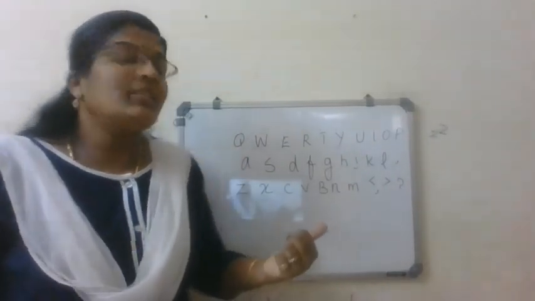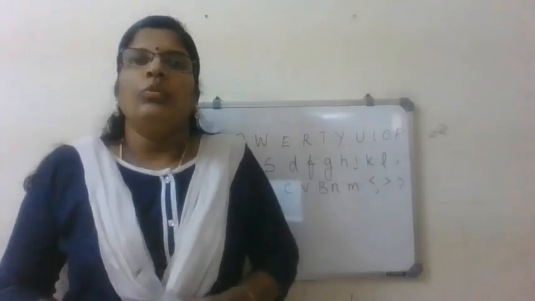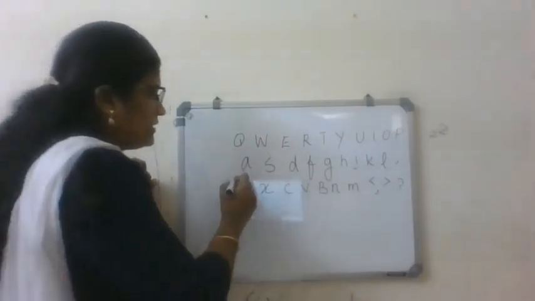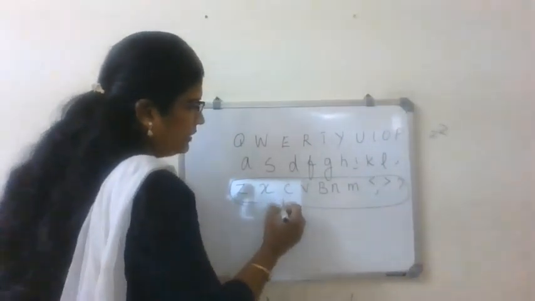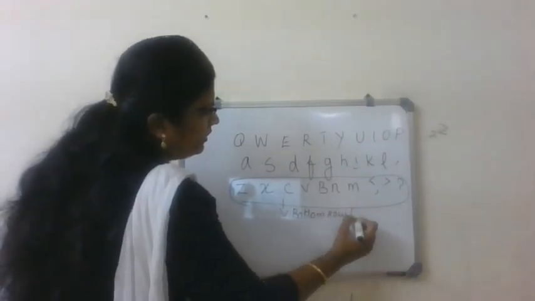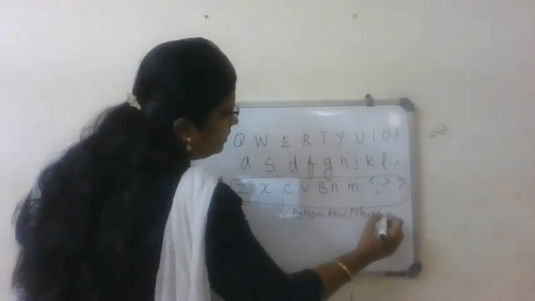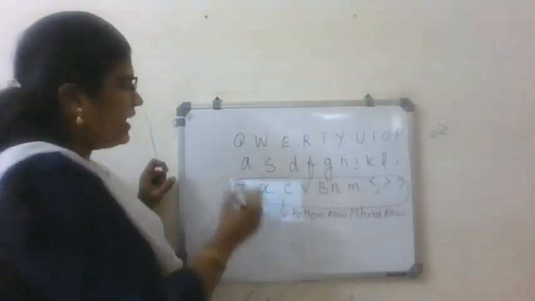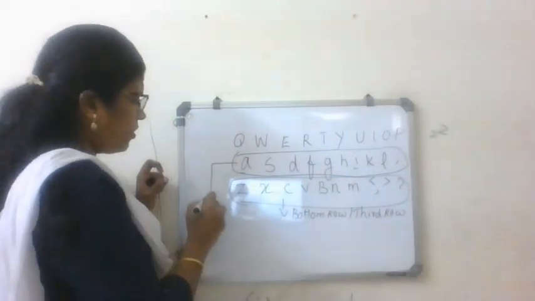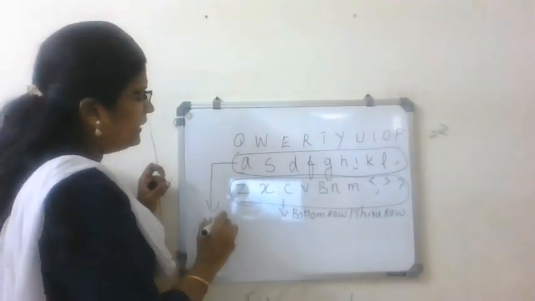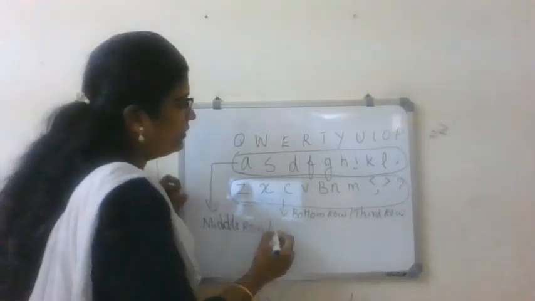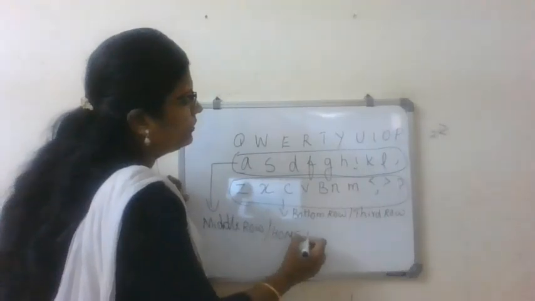Now, can you tell me what is the other name for this bottom row? We call it the third row. And what about the second row? This is called the middle row or home row. We can call it the home row.